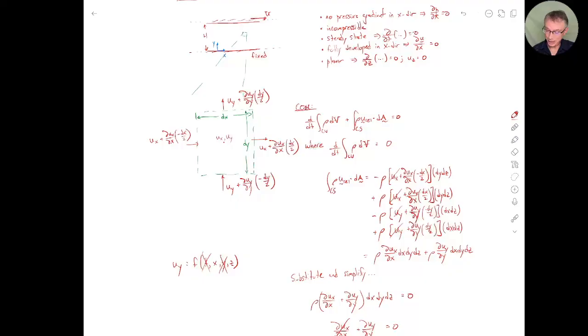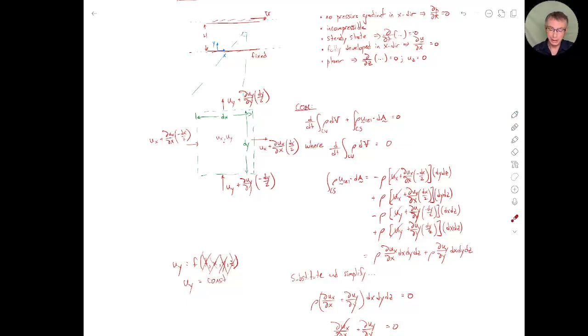We also said that it's a planar flow, so there's no variation with respect to z. So it's not a function of z either. And then we also said it was fully developed in the x direction. So that means it's not a function of x either. So at best, the uy velocity is a constant. It doesn't vary with anything. So at most, it could be just a constant.